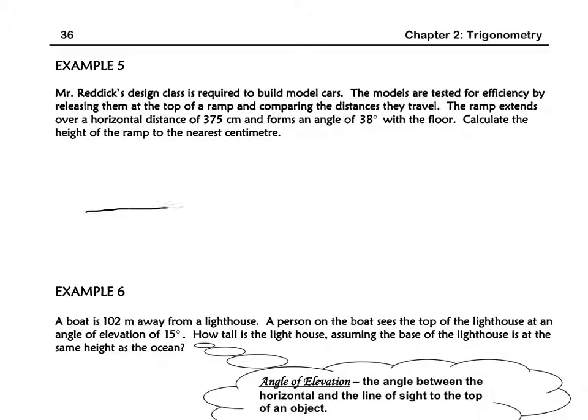So this would be extending 375 centimeters horizontally, and it makes an angle of 38 degrees. There's the ramp and the floor would be 38 degrees, and you're looking for the height of your ramp. So again, in reference to the angle that we have, we need the opposite side, and we have the adjacent side. So therefore we can use tan again.